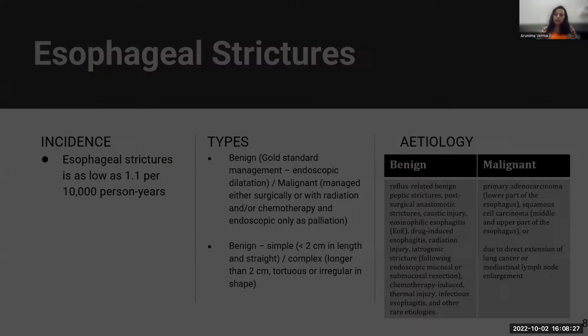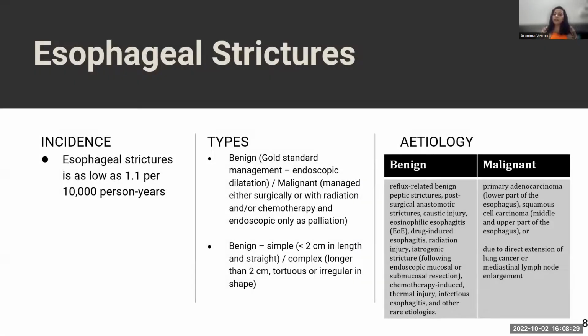Coming to esophageal strictures. The incidence is as low as 1.1 per 10,000 person years. And the types, as already mentioned, would be benign and malignant, with, in the case of benign, endoscopic dilatation being the gold standard management, and in malignant, surgery, chemotherapy and radiotherapy. The benign strictures can again be simple. When simple, it means less than 2 centimeters in length and straight, and complex when it is longer than 2 centimeters, tortuous or irregular in shape.